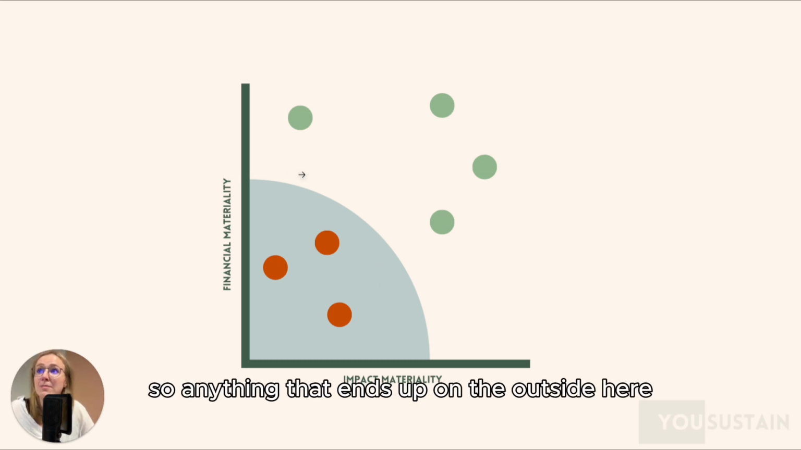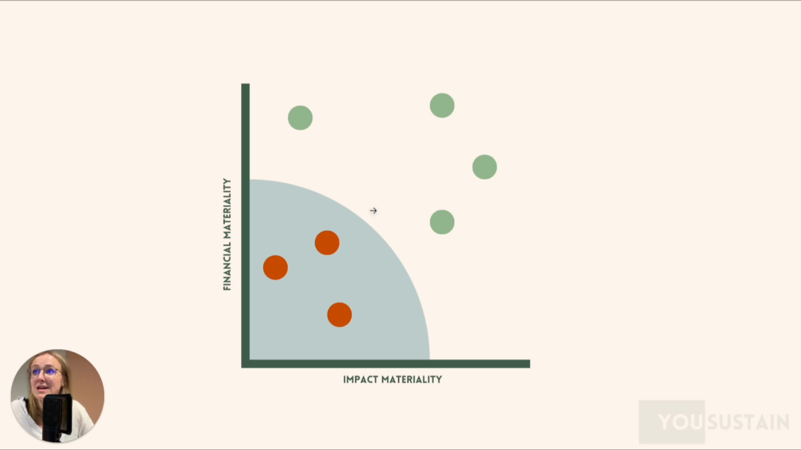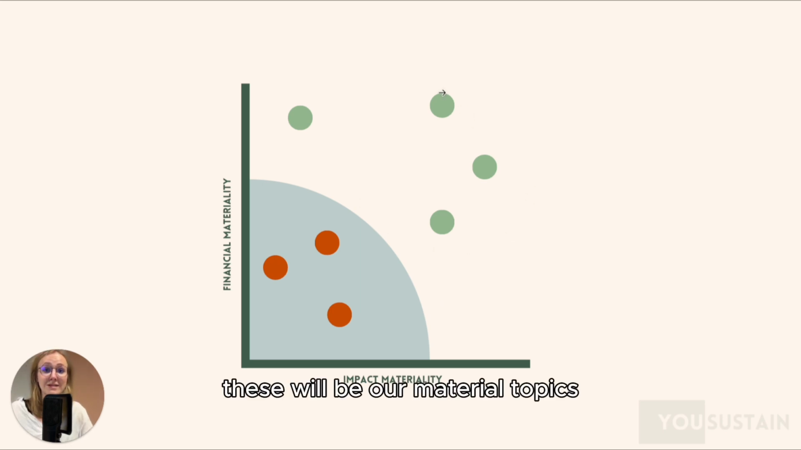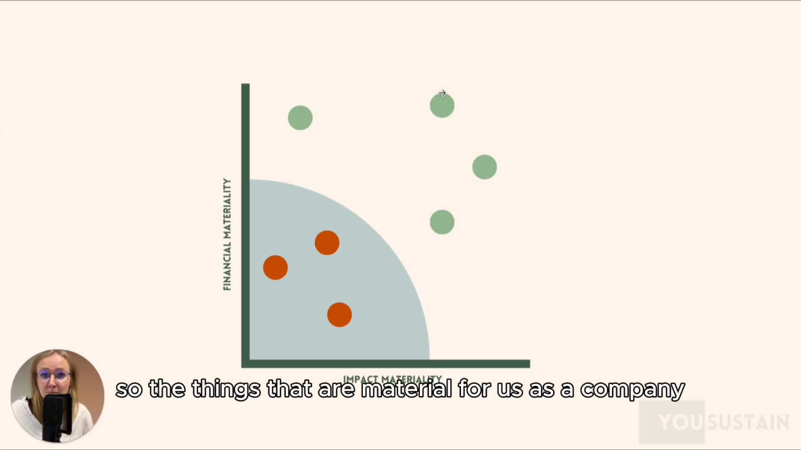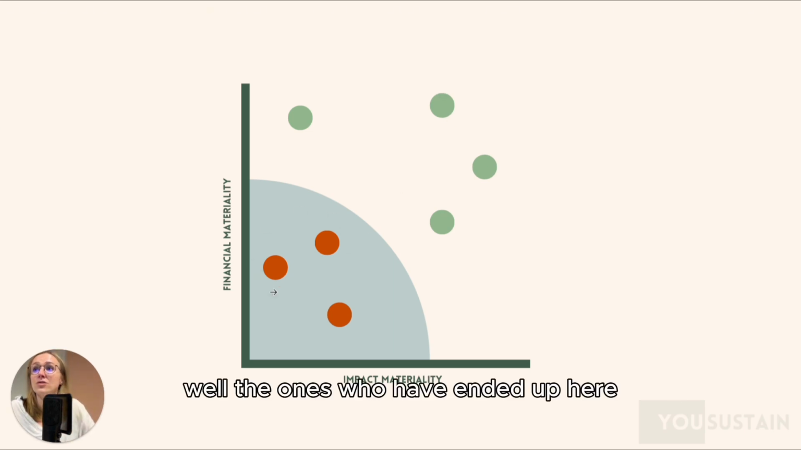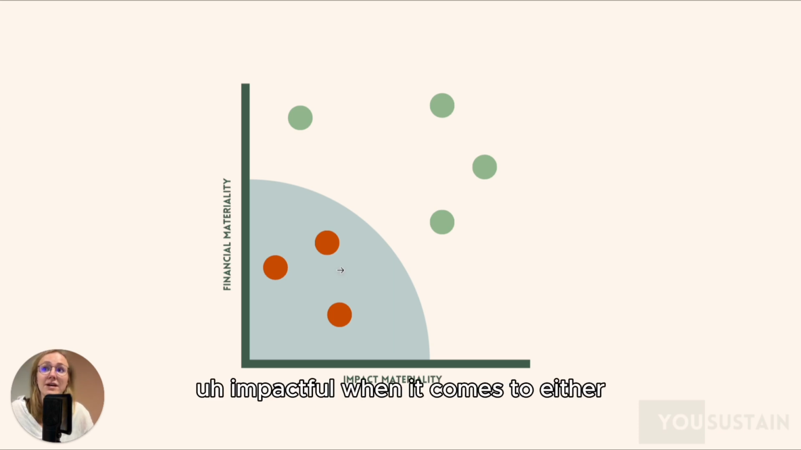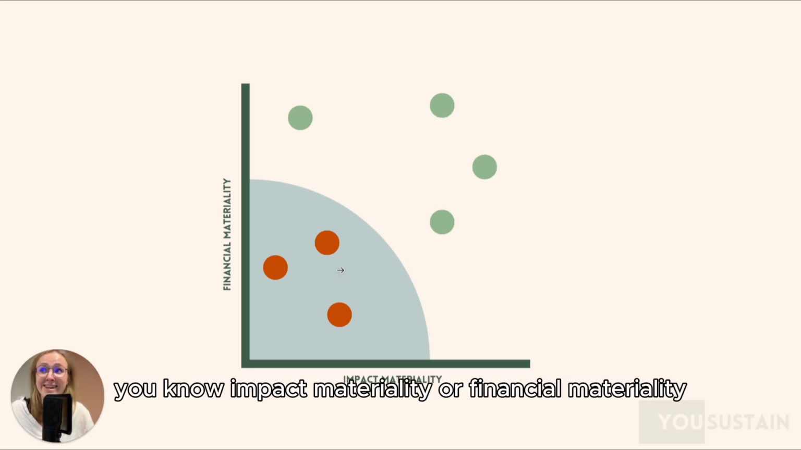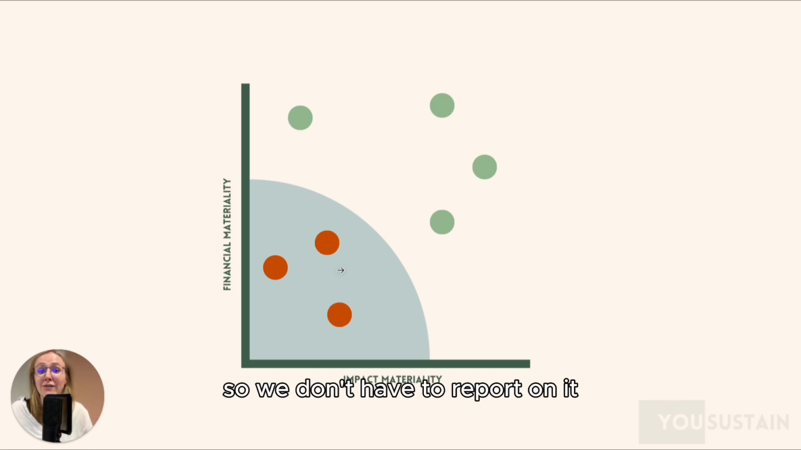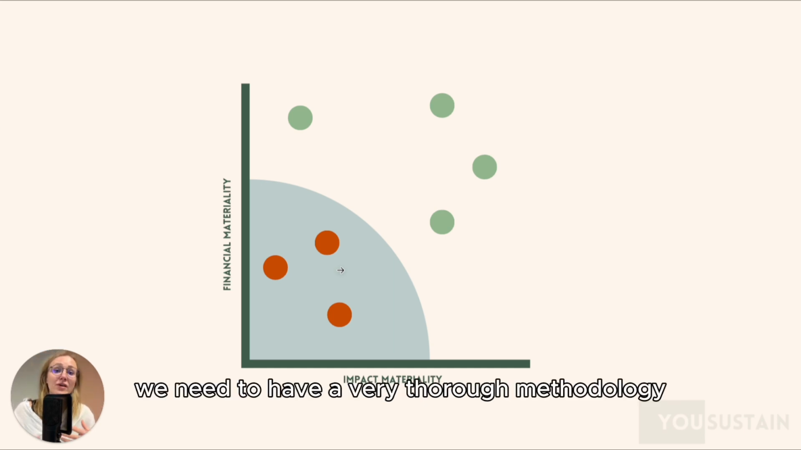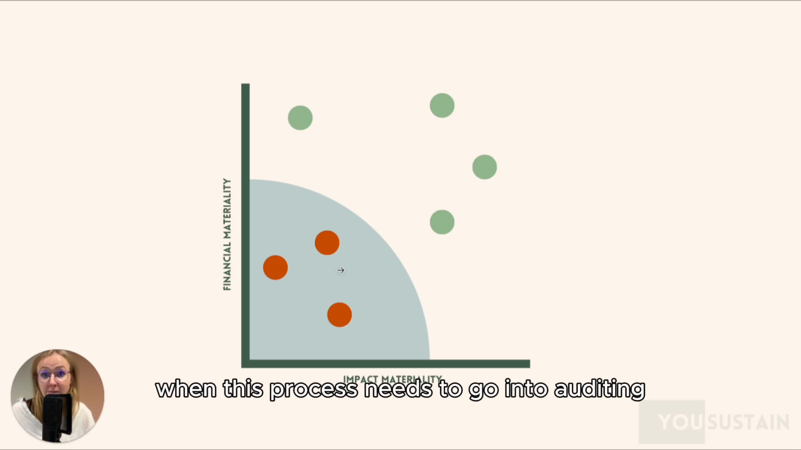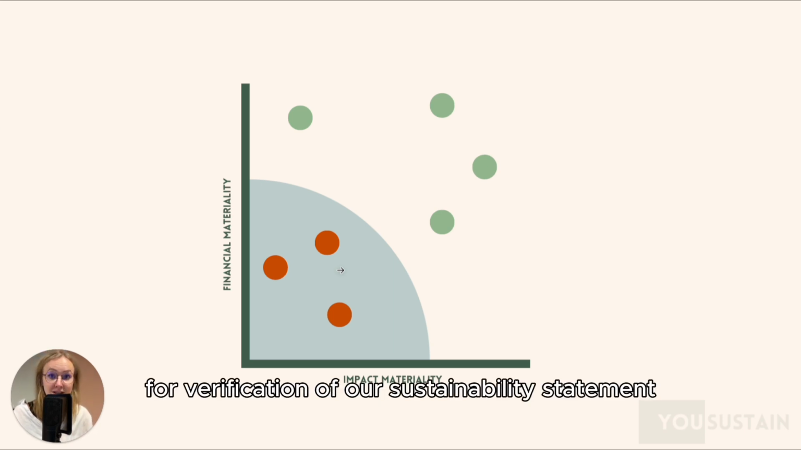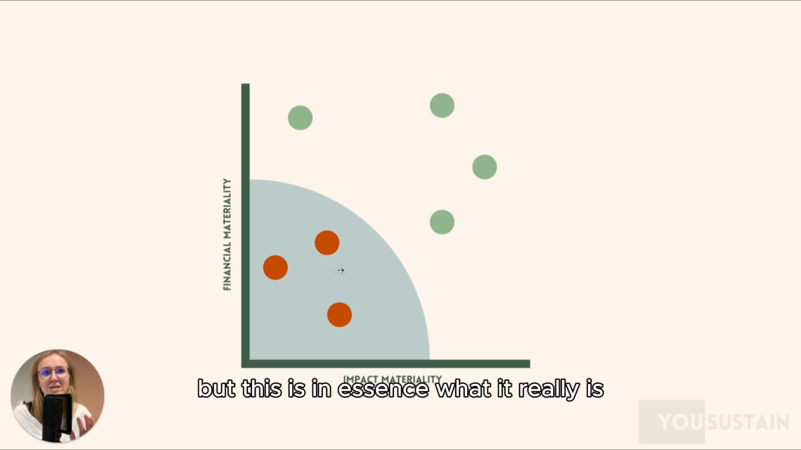Anything that ends up on the outside here, these green points, will be our material topics, or sustainability topics. These are the things that are material for us as a company to report on. The ones that have ended up here are not significantly impactful in terms of either impact materiality or financial materiality, so we don't have to report on them. And of course, we need to have a very thorough methodology, and this also has to be described, for example when this process goes into auditing for verification of our sustainability statement. But this is in essence what it is.